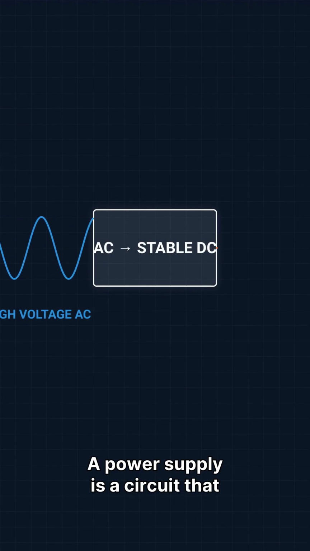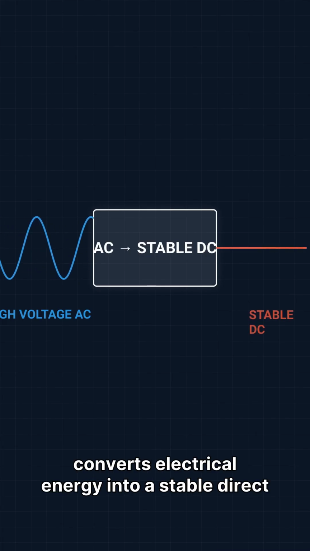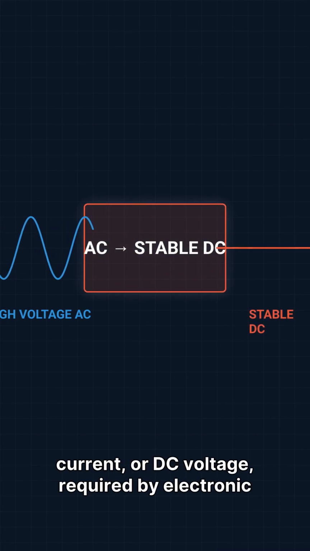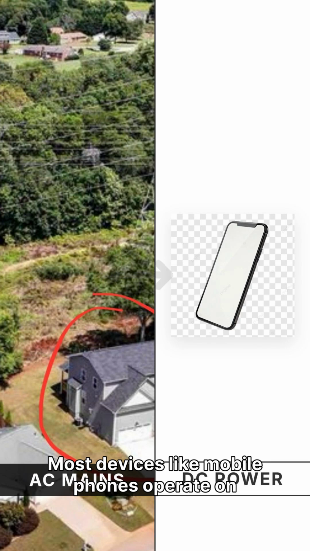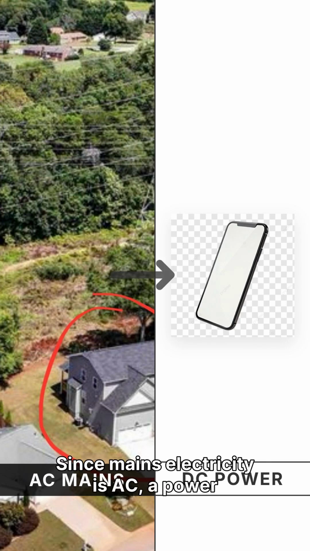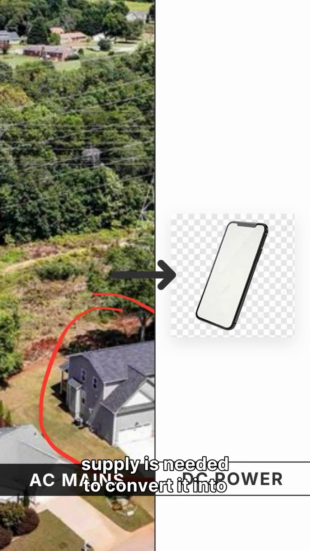A power supply is a circuit that converts electrical energy into a stable direct current or DC voltage required by electronic devices. Most devices like mobile phones operate on DC power. Since mains electricity is AC, a power supply is needed to convert it into usable DC power.